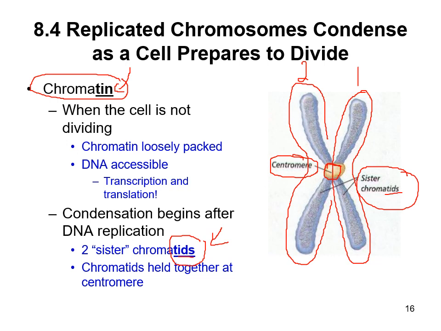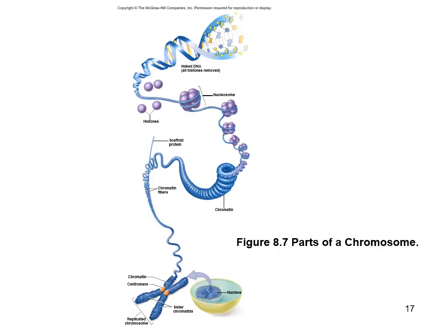So when the cell goes from 46 to 92, it goes from chromatin to chromatids, because chromatin is just coiled up DNA, and chromatids means that you have double the DNA that you started with.